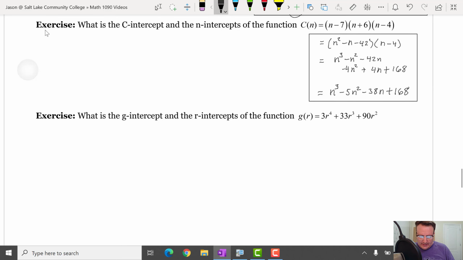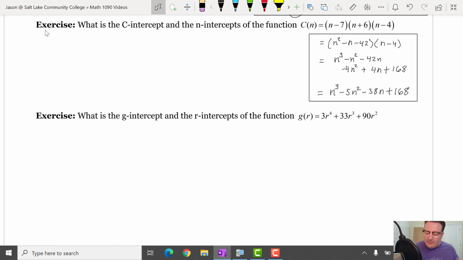How about this? What is the c-intercept and the n-intercepts of the function c of n equals n minus 7 times n plus 6 times n minus 4? This polynomial is presented to us in factored form. And again, what I've done is expand this polynomial out from factored form to standard form. Notice that c is the dependent variable and n is the independent variable. So the c-intercept is the same as the y-intercept. It's the vertical axis, right?